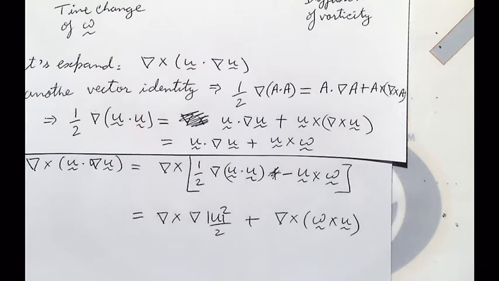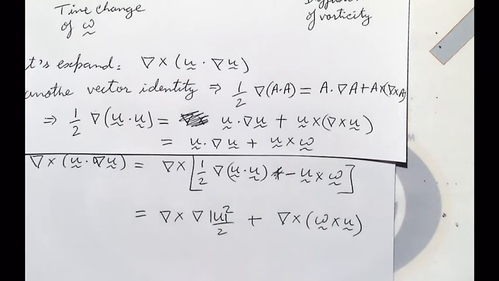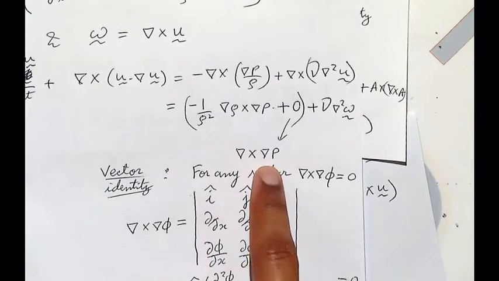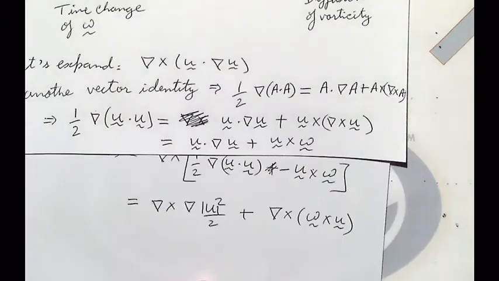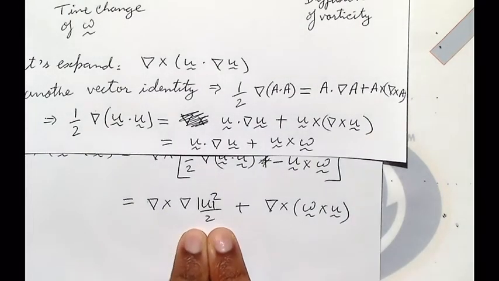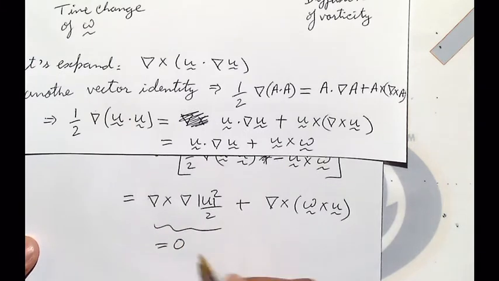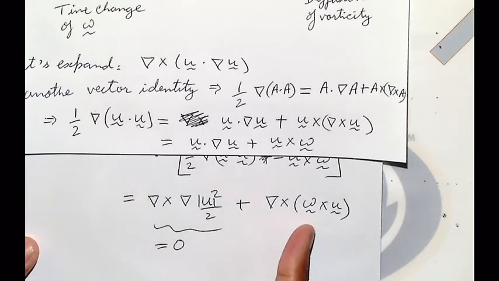First is 0. Why is first 0? Because of the properties, that's exactly what we were talking about here. The curl of the gradient of any scalar is 0. This is a scalar, the kinetic energy. The curl of the gradient of the kinetic energy is 0. So now we have this term remaining.